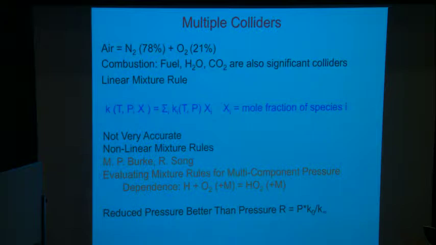I haven't reproduced it. He came up with a nice formula, but you can't really put those formulae into Chemkin, so again, we're sort of stuck. He's shown us what we should do, but we're not quite ready to do that. One of the key things that you should start with is to think about reduced pressure rather than absolute pressure. Reduced pressure is normalizing things by ratios of K0 and K infinity.